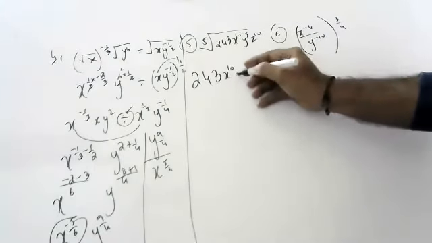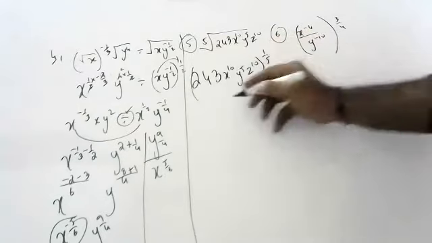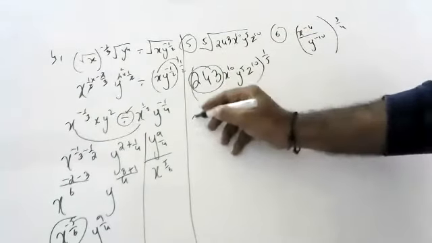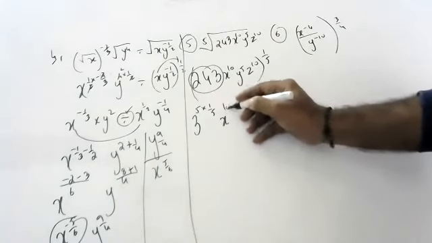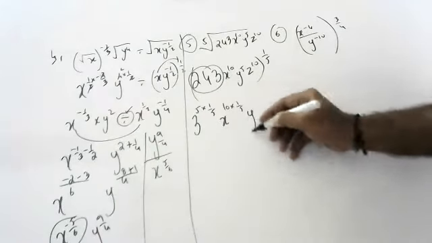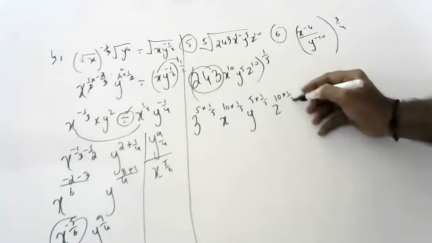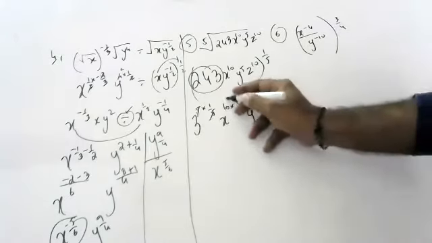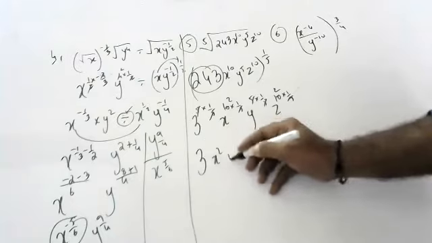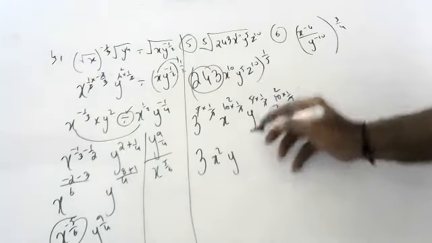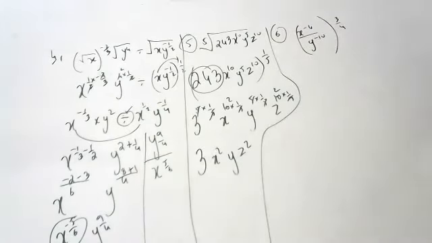243 x to the power of 10, y to the power of 5, z to the power of 10, whole to the power of 1 by 5. So 243 can be written as 3 to the power of 5, into 1 by 5. X to the power of 10 into 1 by 5. Y to the power of 5 into 1 by 5. Z to the power of 10 into 1 by 5. 5 gone. So what will be there? 3 x square y z square. Okay. Can you tell this sum?